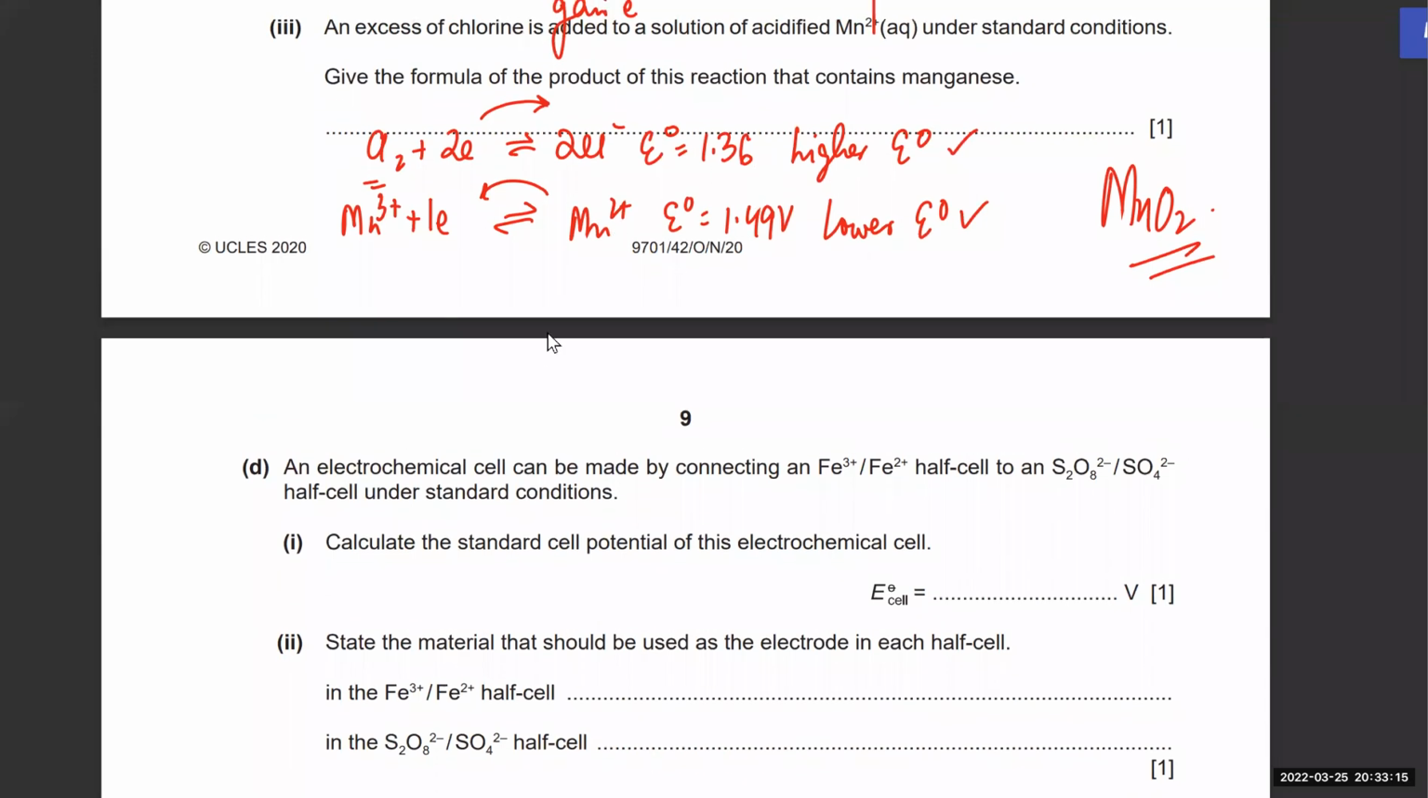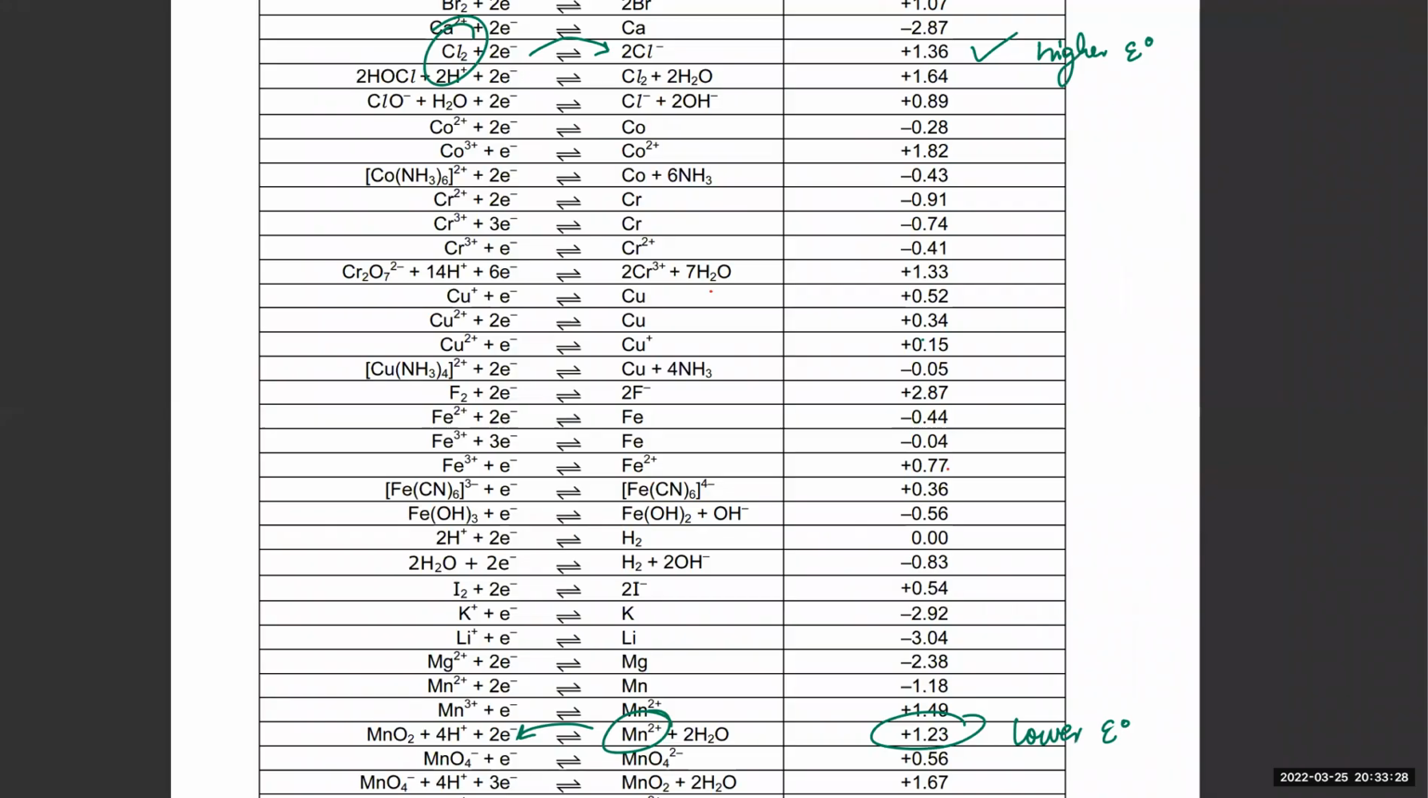Here's the other one: an electrochemical cell can be made by connecting an Fe3+ with this electrode. Calculate the standard cell potential. So Fe3+, Fe2+. We'll just open the data booklet again. We're going to do all the working over here, because they're not looking for the working, they're just looking for the E naught cell. Where's the Fe3+ Fe2+ electrode? It's this one, 0.77 volts, right?